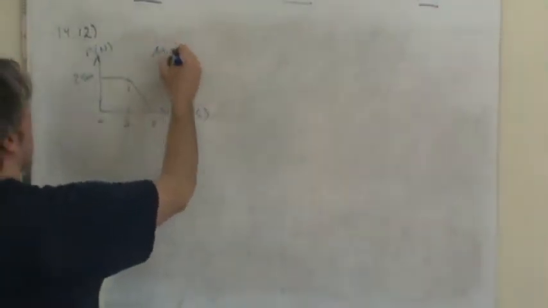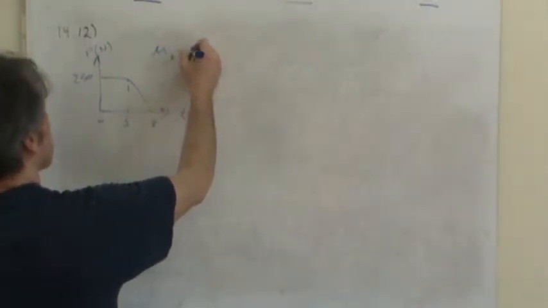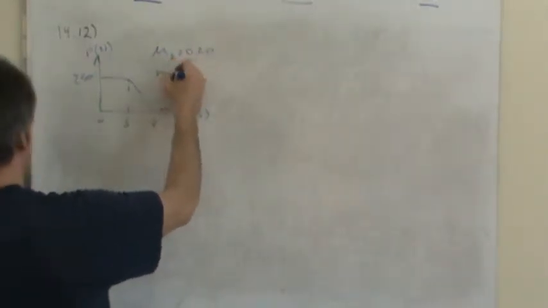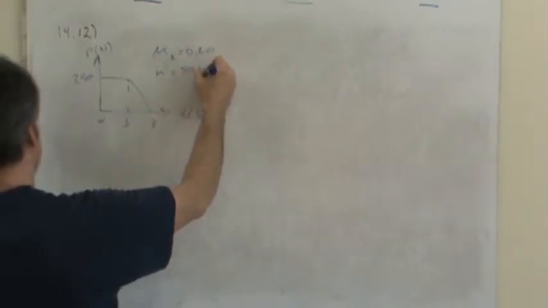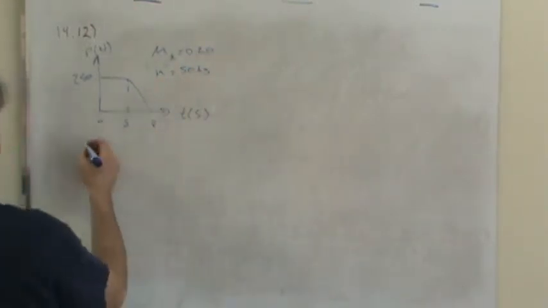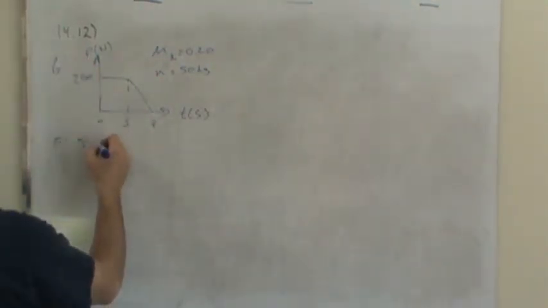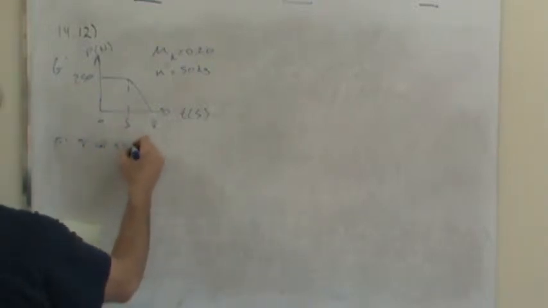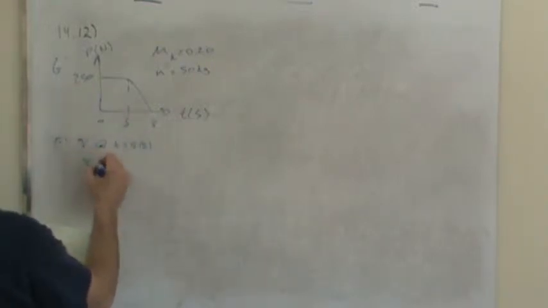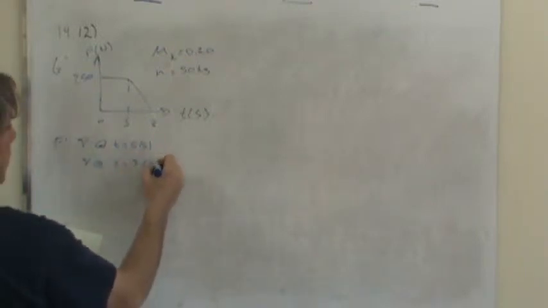Now the other information that's given is that the kinetic friction coefficient is 20%. The mass of the block is 50 kilograms. And we want to find the velocity at t equal 5 seconds and the velocity at t equal 8 seconds. Now a lot of students look at this and they get confused because the force goes to 0 at 8 seconds and they expect then that the velocity was 0 at 8 seconds. But that's not necessarily the case.